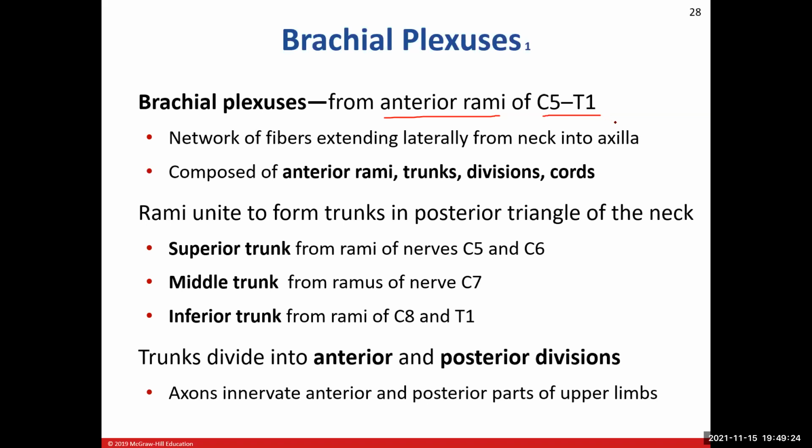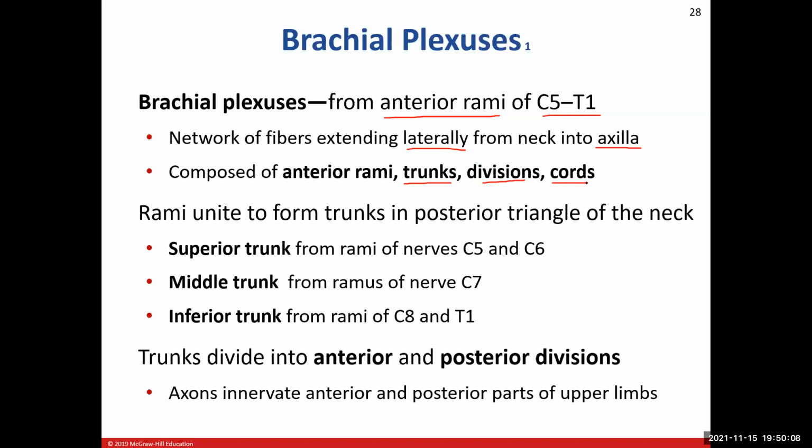So we're going to see these fibers coming out from the side of your neck, and then going down into your armpit, into the axilla. Here we start off with the anterior rami, and then as we move through the brachial plexus, we create different parts or divisions. We go from the anterior rami to the trunks, to the divisions, to the cords, and then eventually the nerves that will come off and go out to the distal portion of your upper extremity.